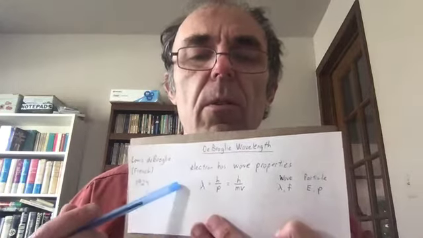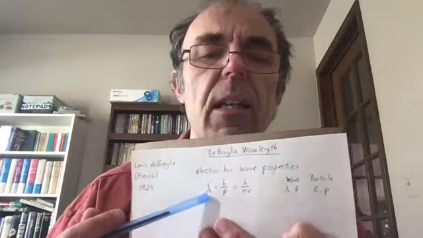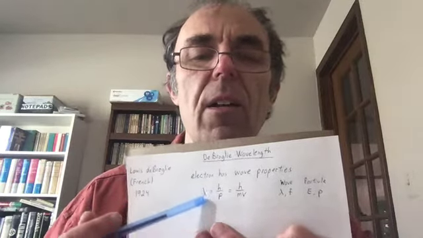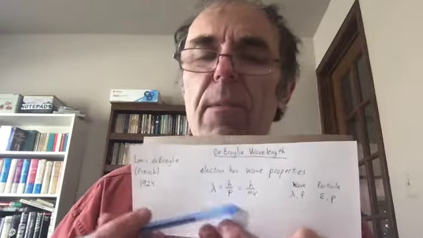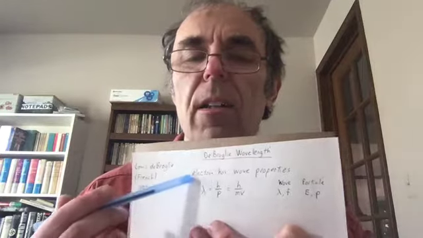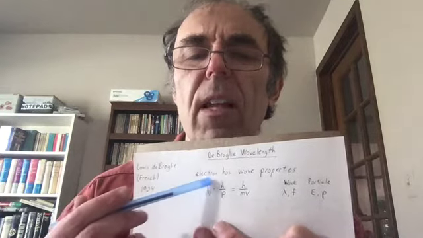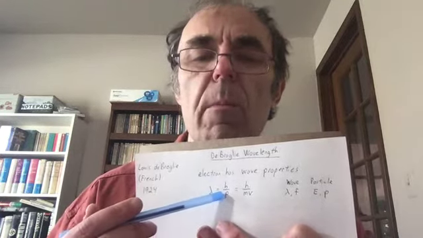And he, through some reasoning, associated a wavelength with an electron. What does the wavelength mean? Well, it's kind of mysterious. That's why this was an odd result. He said the wavelength should be Planck's constant over the momentum.